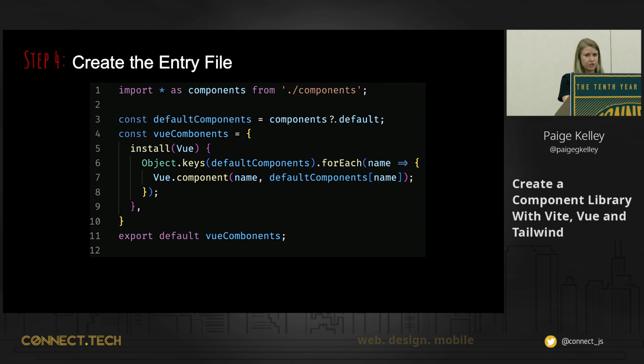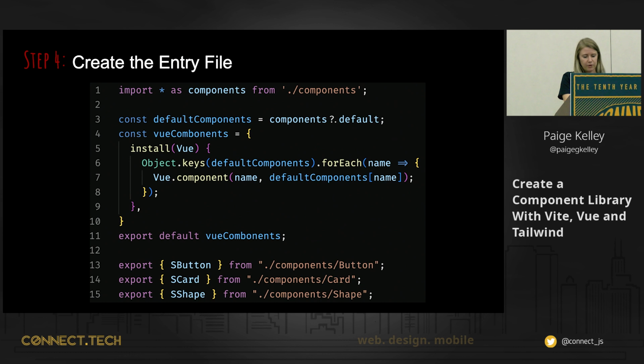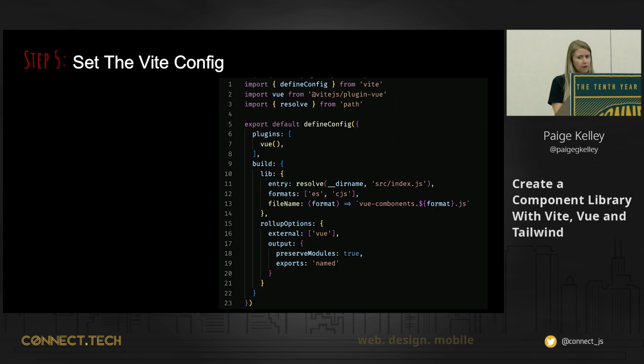And if we weren't supporting tree shaking, I'd say we're good, let's move on. But since we are, we also need to expose our individual components to the consuming application. So we're exporting out our button, card, and shape from their components folders as well. So that is our entry file. Those are the things that we're going to be exporting out. So one global package with all of our components on it, the Vue components that could be registered on the Vue application and used throughout your consuming app, and then individual components as well.